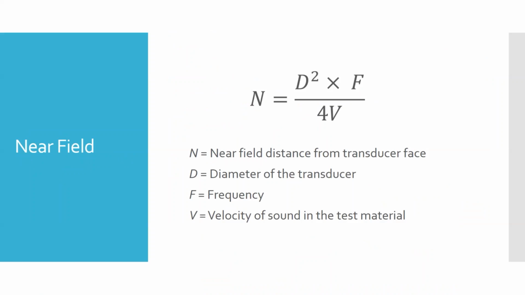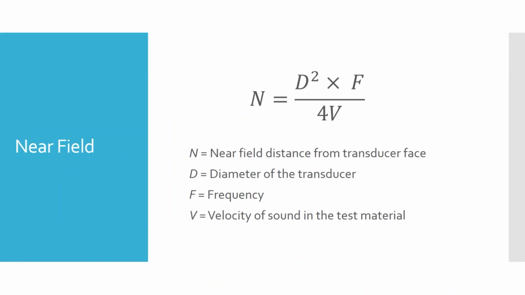If I run my probe at a higher frequency or a lower frequency, which one will cause my near field or my focal point to move into the part? The diameter of the probe is fixed. The velocity of sound in the test material or in the wear face is fixed. We're not going to change that material, right? So the only thing we can really change in here is the frequency.